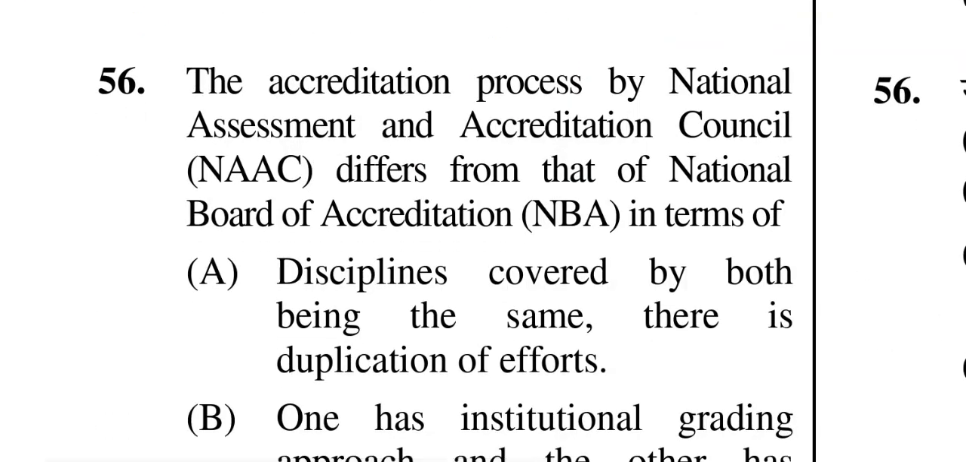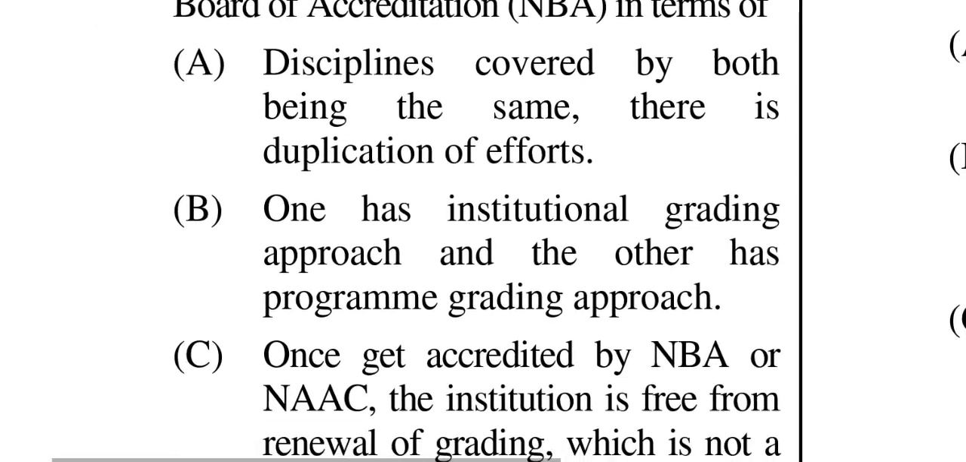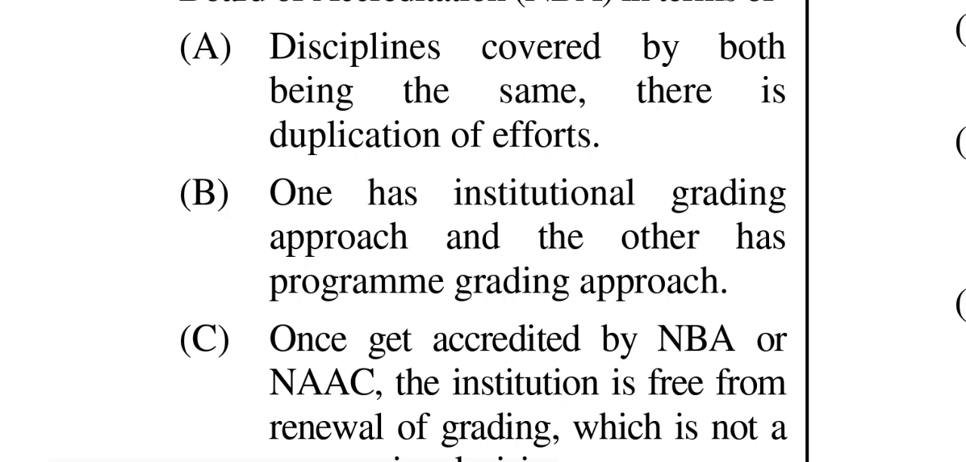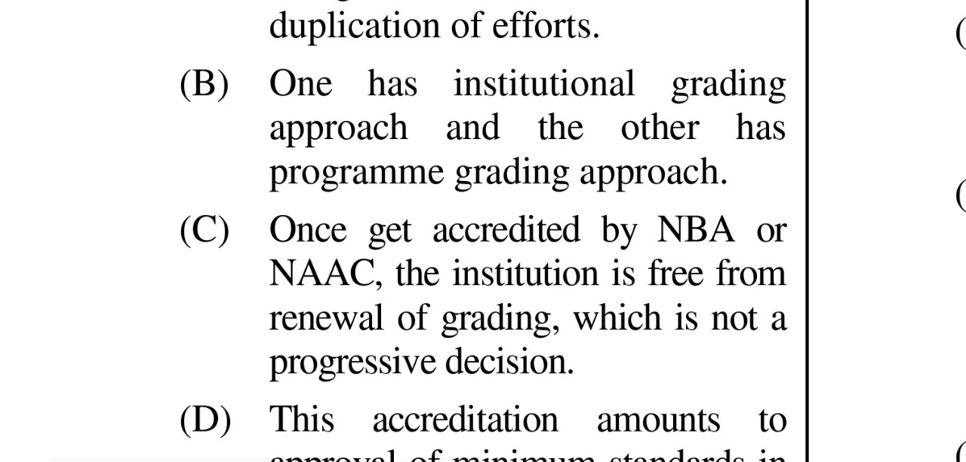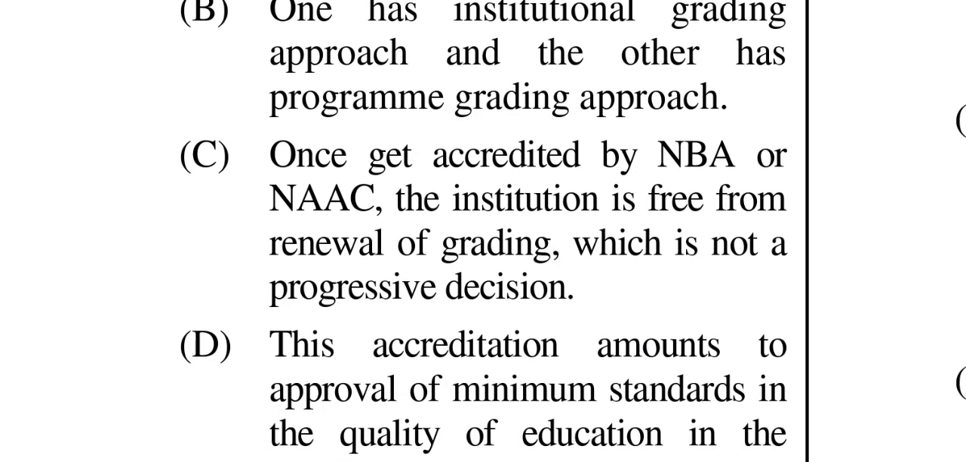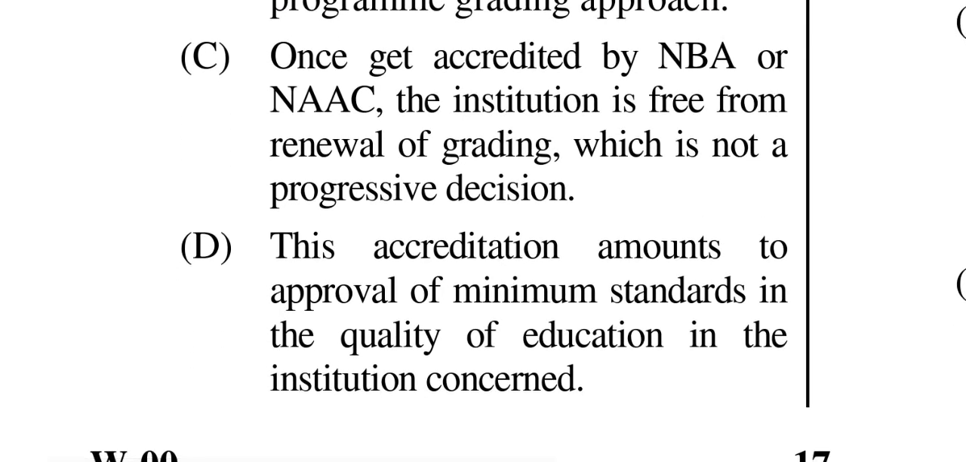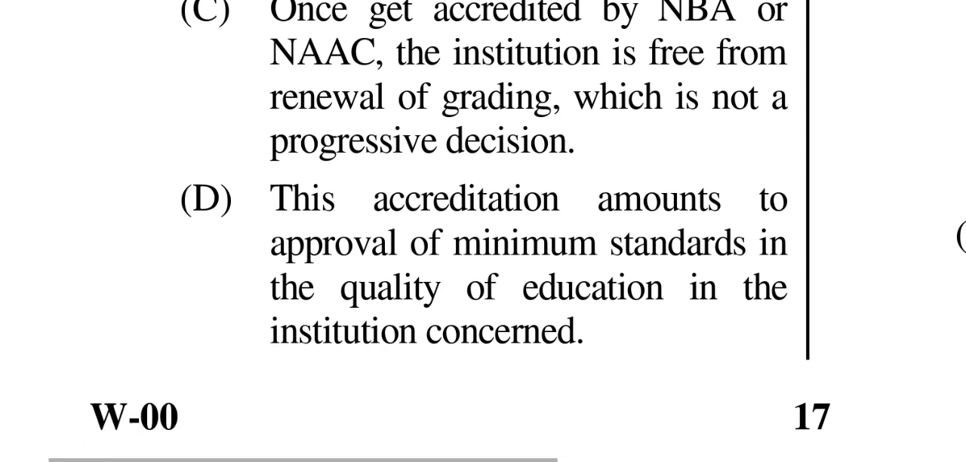Okay, moving on. 56, the accreditation process by the National Assessment and Accreditation Council, NAAC. You must have heard of it. If you haven't, then check it out now, because so many questions will be asked related to this topic. It differs from that of the National Board of Accreditation, NBA, in terms of what? A, disciplines covered by both being the same, there is duplication of efforts. B, one has an institutional grading approach and the other has a program grading approach. C, once accredited by NBA or NAAC, the institution is free from renewal of grading, which is not a progressive decision.